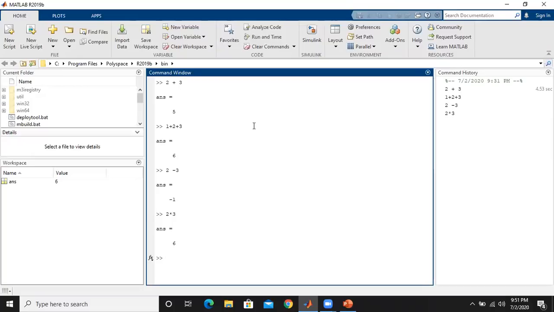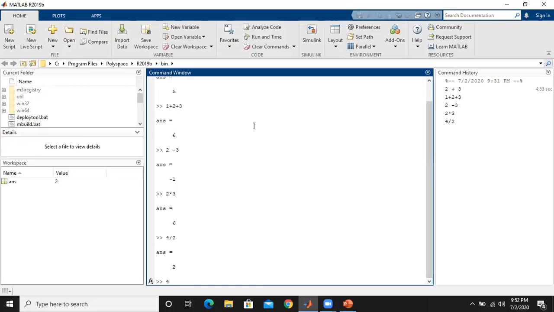We can also go for certain divisions. So 4 by 2. Here we call this one right division. So 4 by 2 gives us 2. And also we can go for left division, that is 4, then the left division symbol, then 2. Then it is 0.5. So left division means it is 2 by 4 there. So 2 by 4, we get the answer as 0.5.